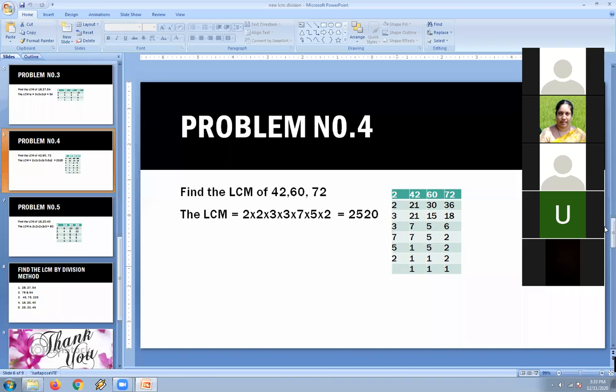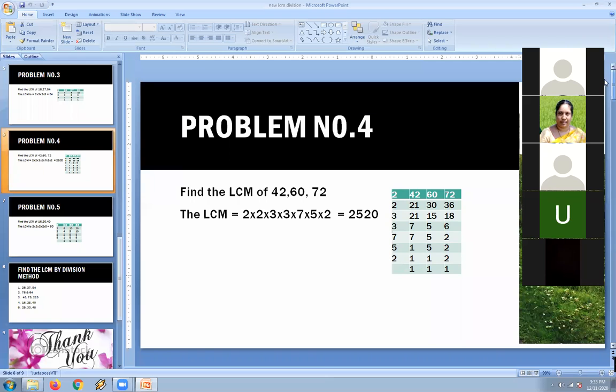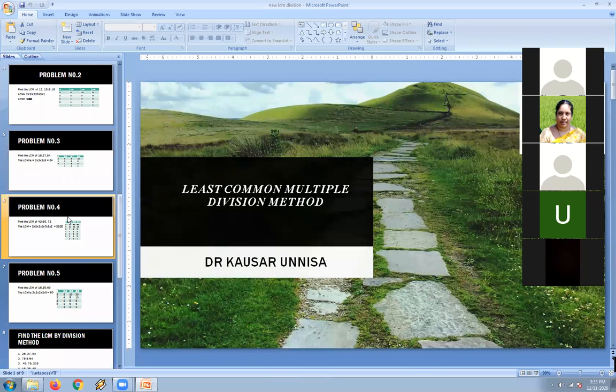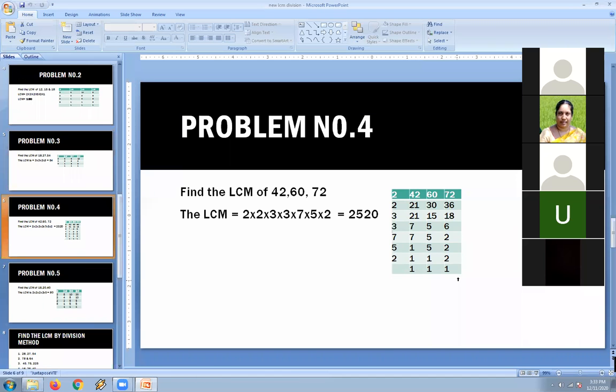If you divide this 2, we are going to get, sorry, here, 2 ones are 2. So all the numbers are divided exactly. Now we can write all the factors by which we have divided all the numbers, that is 42, 60 and 72. Multiply all the numbers together. Whatever product we get is called the LCM.